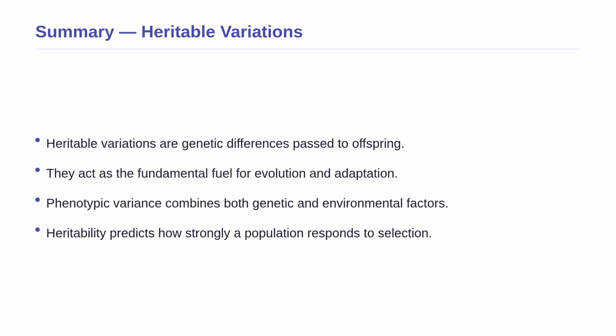We have covered a lot of ground today, so let us review the key takeaways. First, heritable variations are the essential genetic differences passed from one generation to the next. Without them, populations would be completely static and unable to adapt. Second, we learned that total physical differences, or phenotypic variants, are a combination of both genetic and environmental factors. Finally, by calculating heritability and using the breeder's equation, we can predict exactly how a species will evolve over time.